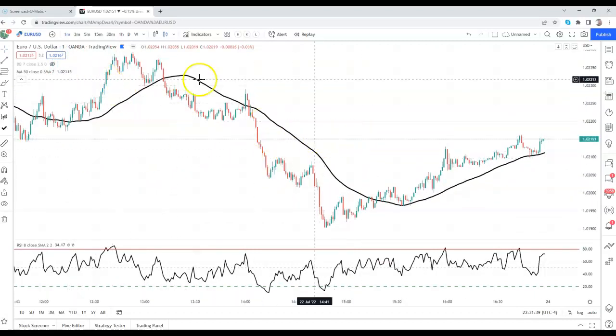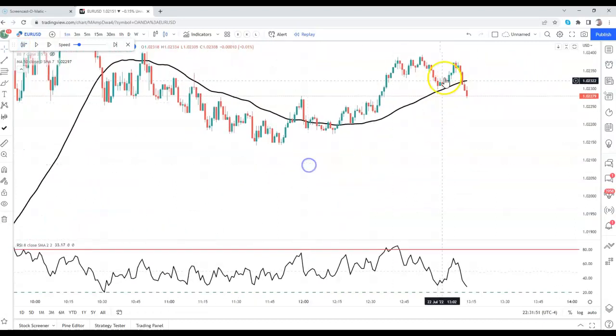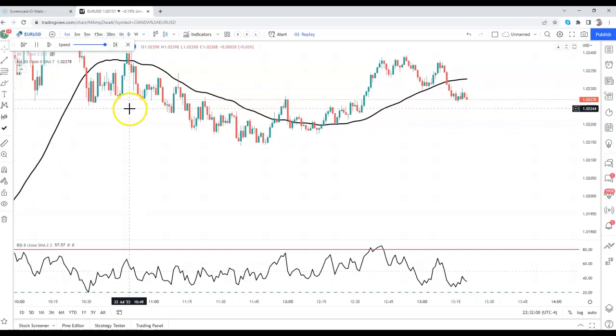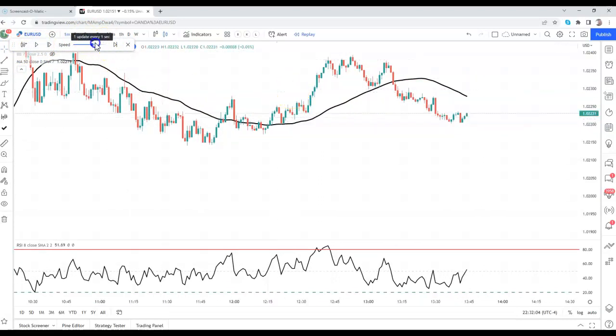backtest. For example, if you want to backtest, unfortunately Replay is not available for the free version, but if you do want to backtest and you have a paid version for Replay, look at this. You click on Replay, you go back, and now if you want to see how things play out, you could click play. If you want to go slower, you could take it down a notch. If you want to go faster, you could go that way, see how quick it's moving. You want to pause it, you can pause it.